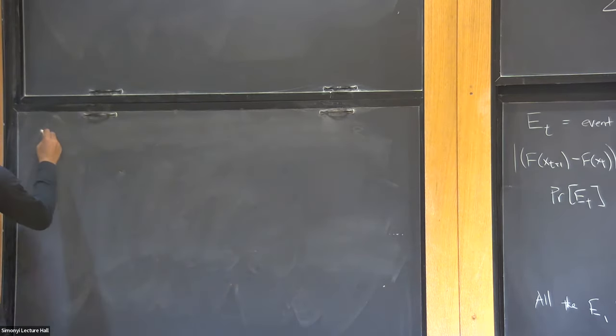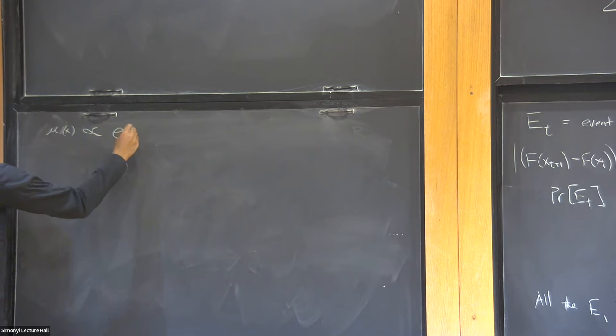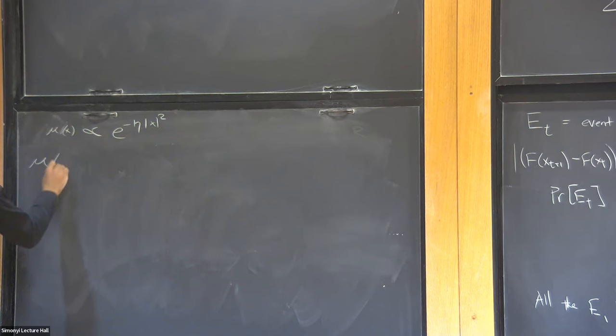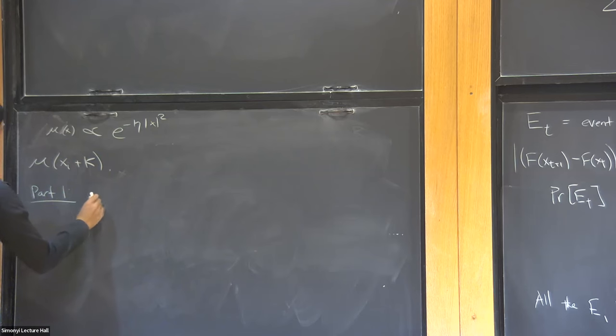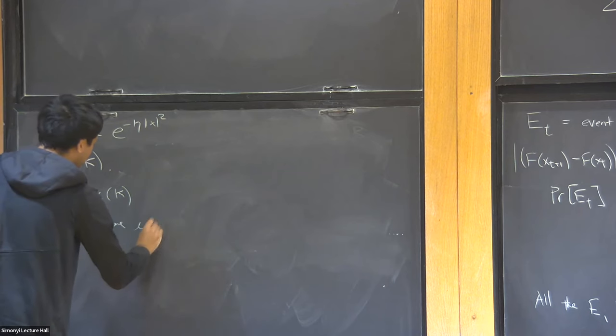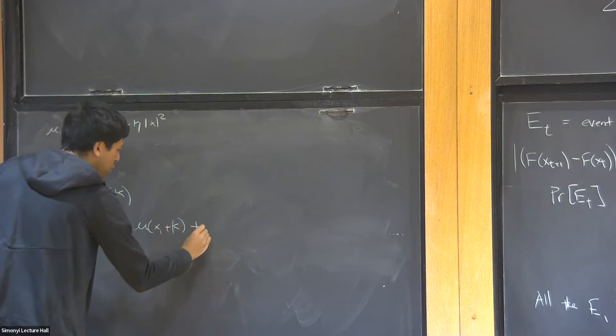Okay, so remember the setting. We have the measure mu of X proportional to e to the minus eta times the 2 norm of x squared, and we want a lower bound on mu of xi plus k. This is done in two parts. In part one, we're going to just lower bound mu of k, basically when xi is zero. And in part two, we're going to try to compare mu of xi plus k to mu of k.